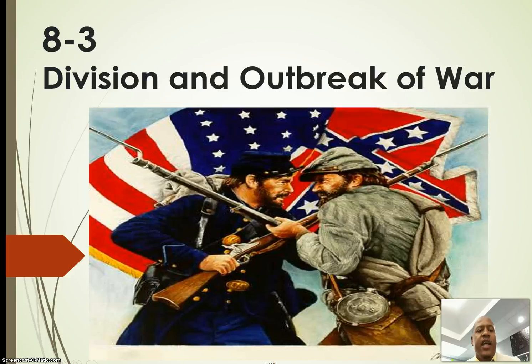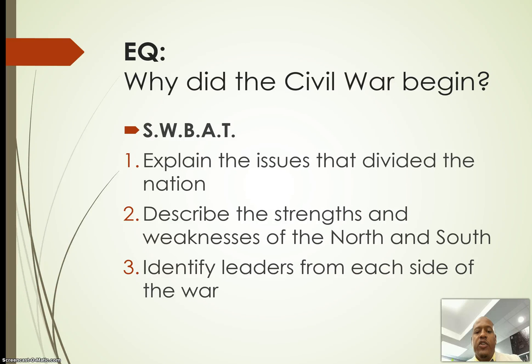Okay, guys, let's take a look at section 8.3 in your textbook and our notes on division and outbreak of war. A couple of things I want you to be able to do as we look at our essential question: why did the Civil War begin? You should be able to explain some of the issues that divided the nation. We're going to look at the issues in the North and the South. Then we're going to look at the strengths and weaknesses of each side as the war began.